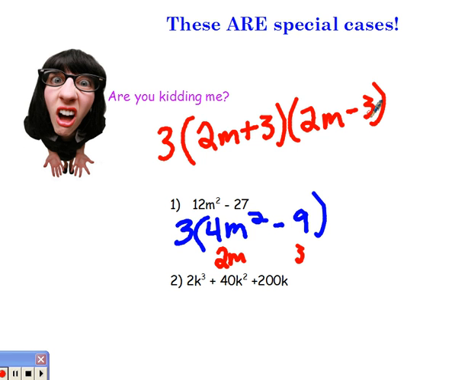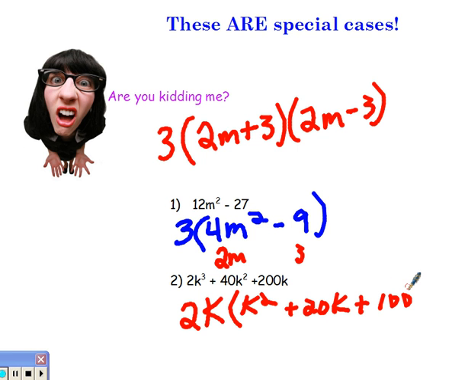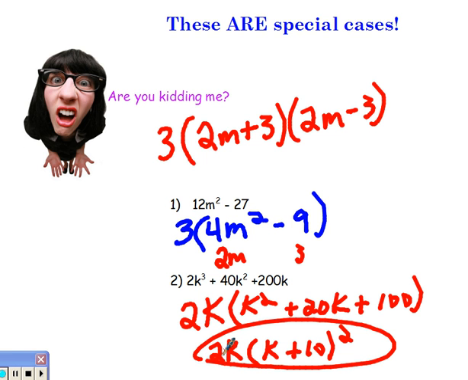Okay, number 2. I see a common factor. Do you? I see a 2k. So this equals 2k times k squared plus 20k plus 100. And this is a perfect square trinomial. It's equal to k plus 10 squared. And we still have our factor of 2k. So this would be the answer.